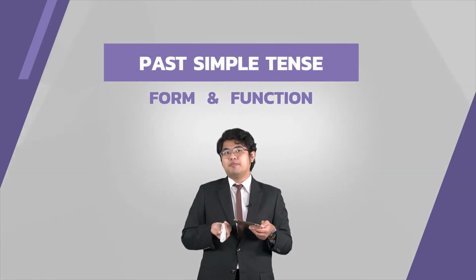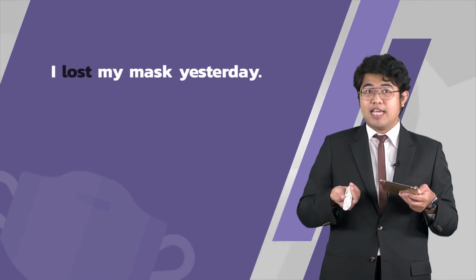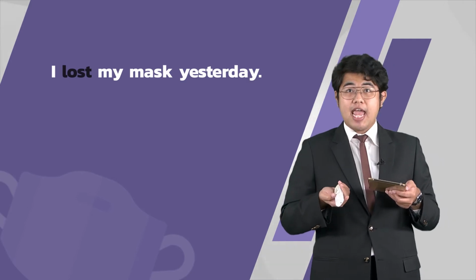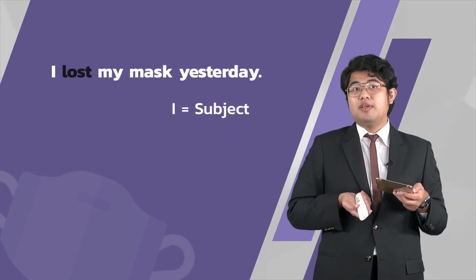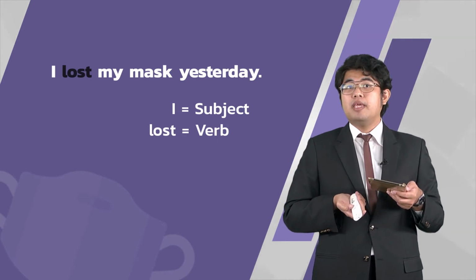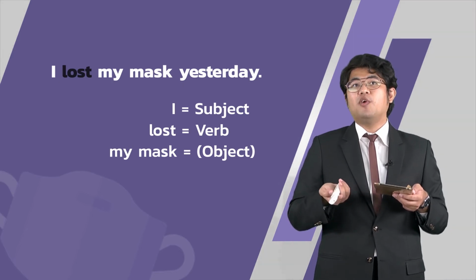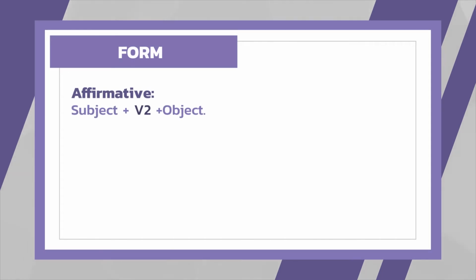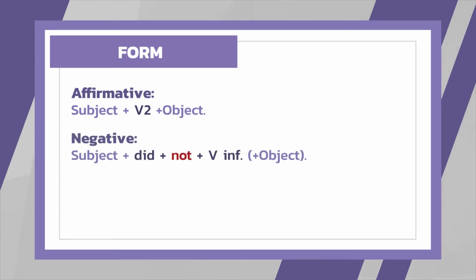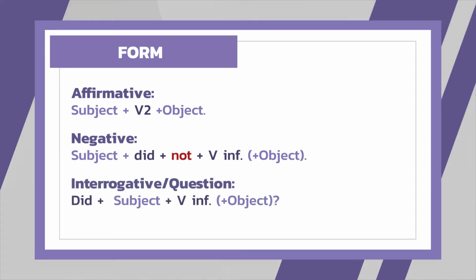Next, we will learn about past simple tense, form and function. Let's look at form. I lost my mask yesterday. Please look at this sentence. I lost my mask yesterday. I is a subject, right? Lost is a verb. My mask is an object, right? Okay, let's focus on form. Affirmative: subject plus verb in the past plus object. Negative: subject plus did not plus verb infinitive. And question: did plus subject plus verb infinitive. And don't forget the question mark.